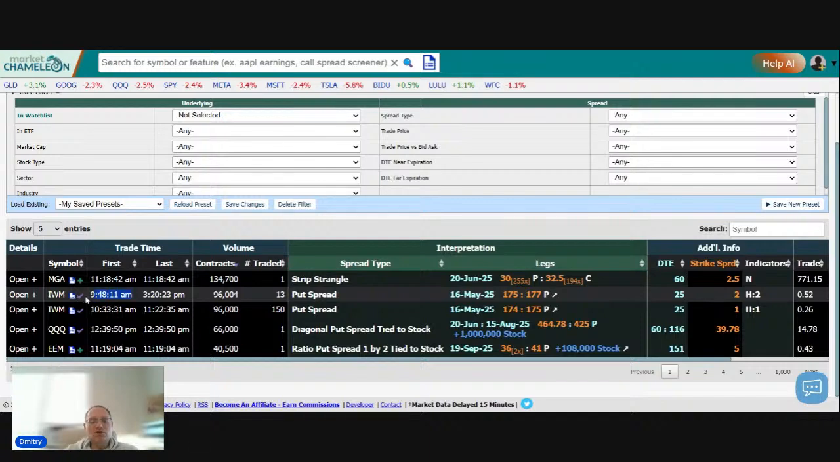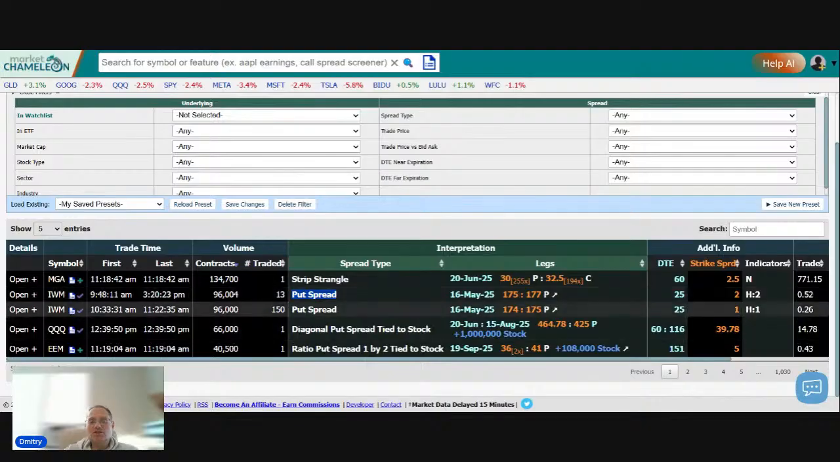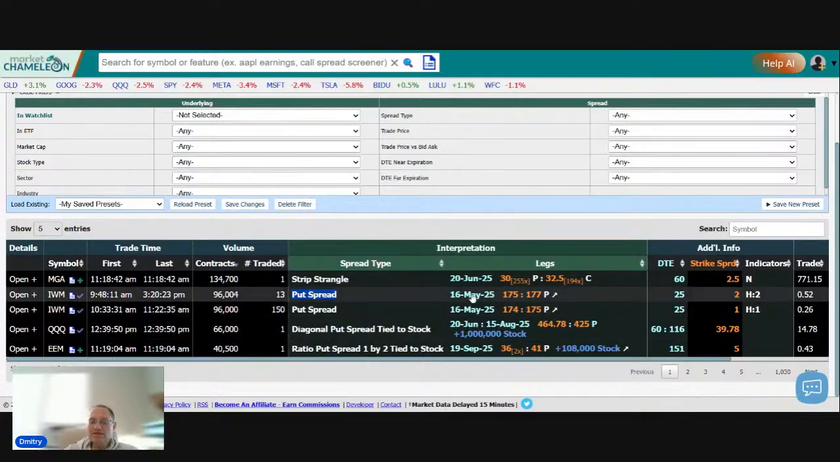For example, here in IWM was at 9:48:11. The last trade in this particular strategy was 3:20:23, and over here you could see the interpretation. It was a put spread, May 16th, 175, 177 put. This is the total number of contracts involved in this spread. It's a combination of both options, and we saw this trade 13 separate individual times throughout the day.